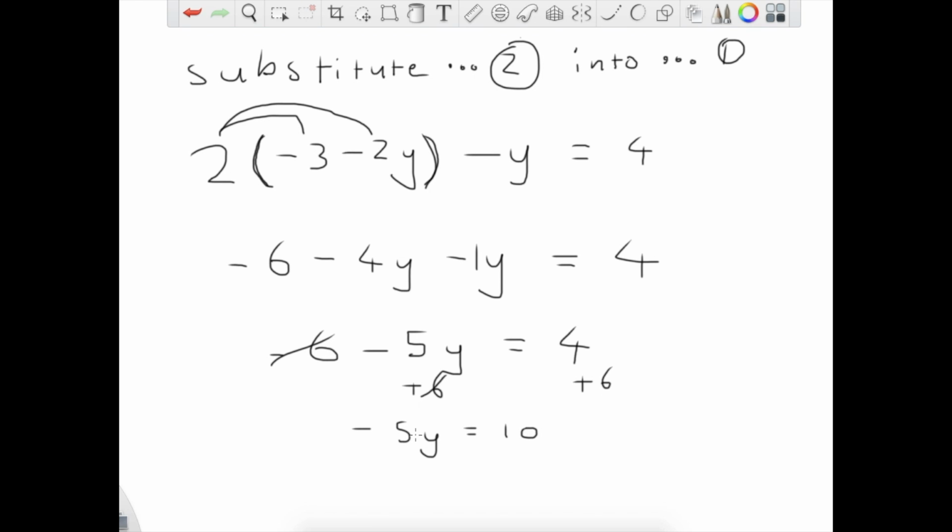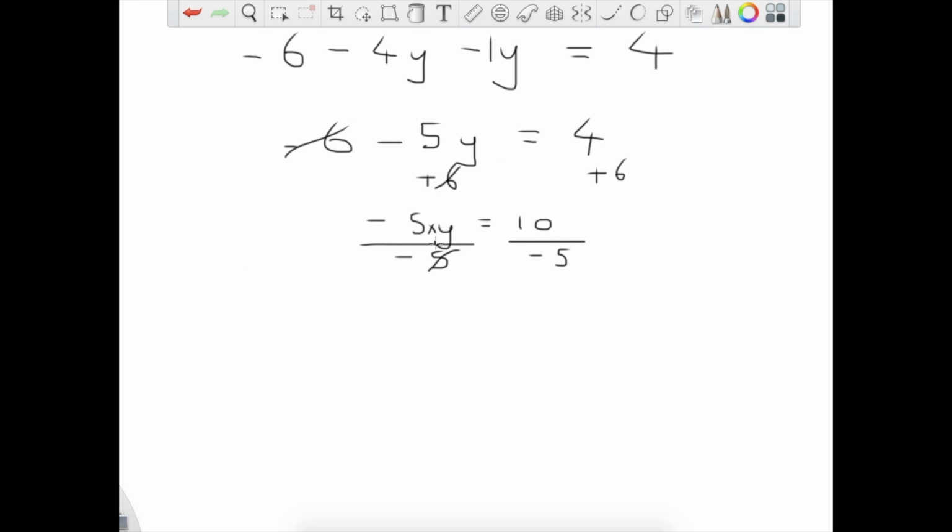Now to get rid of the negative 5, it's timesing onto the y, so the opposite of times is to divide by negative 5 on each side. Now those cancel, so the negatives, leaving 1y equals 10 divided by negative 5 is negative 2. Now I have my y. That's pretty cool.